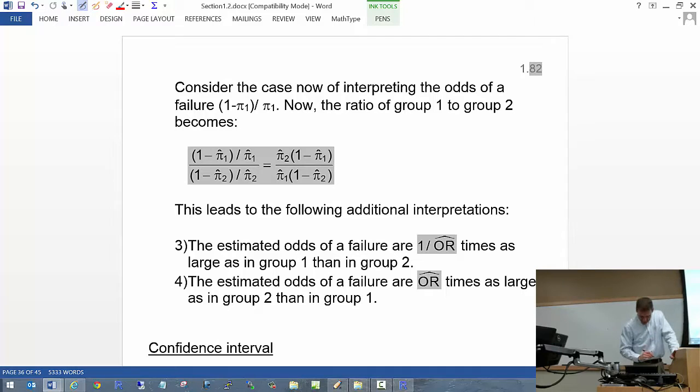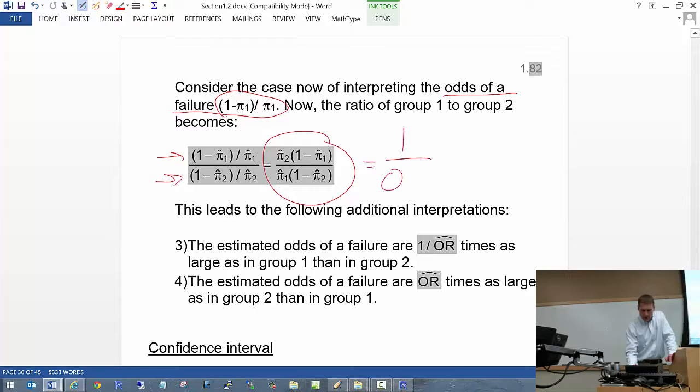So the odds of a failure now is simply, let's say for group 1, 1 minus pi 1 divided by pi 1. So just the flip, or the inverse, of what you have for odds of success. And then the odds ratio for group 1 versus group 2 becomes the ratio of the two odds of a failure. And so look what you end up with here: 1 over the OR hat that we had before. Okay?